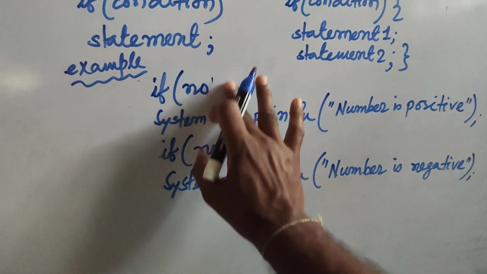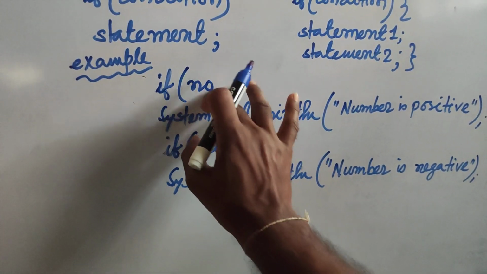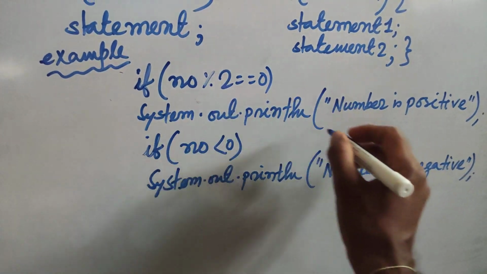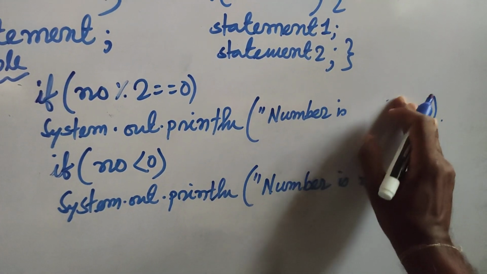Same, see, if I write: input a number, number modulus 2 equal to 0, number is even.